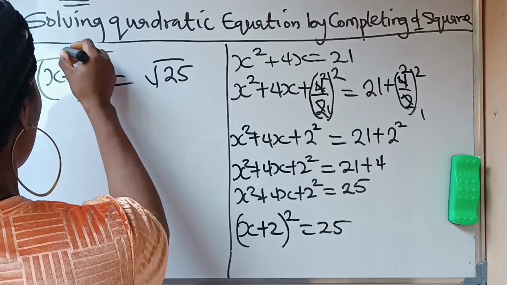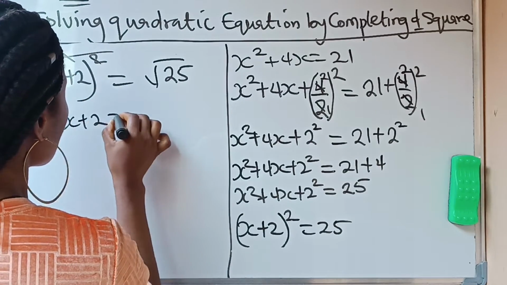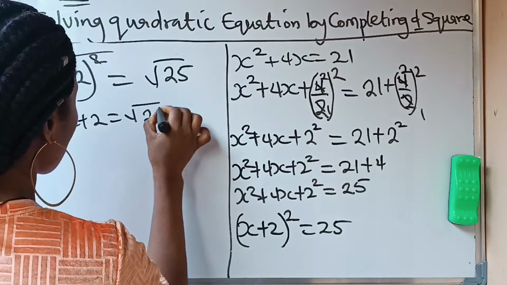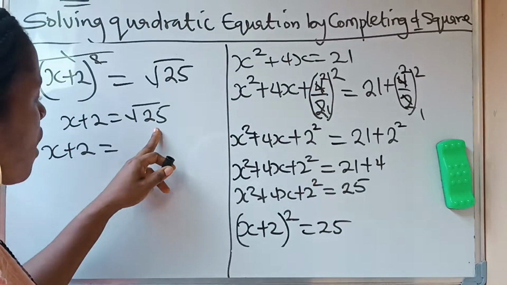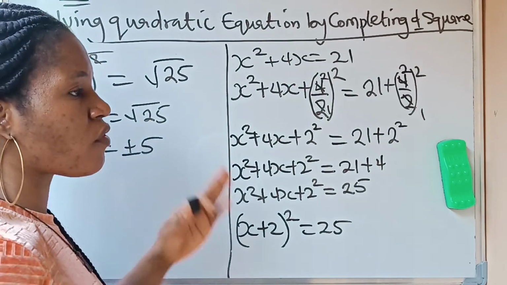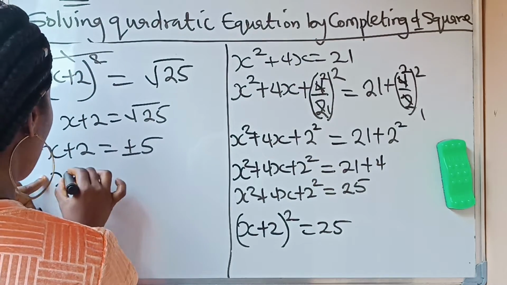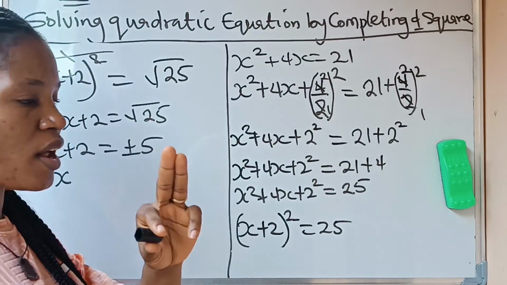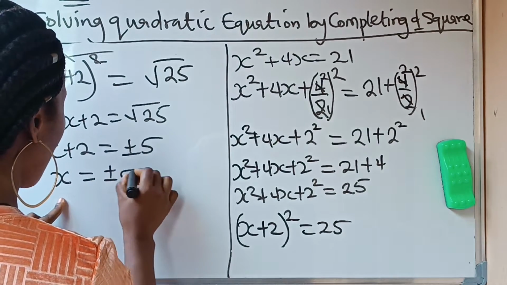This square, we cancel with this square root. We are left with what? x plus 2 is equal to root 25. It means that x plus 2 is equal to root 25, which will give you plus or minus 5, right? Root 25 will give you either plus 5 or minus 5. Now, what is our x? That means our x will now have 2 values. It means that our x is equal to plus or minus 5.